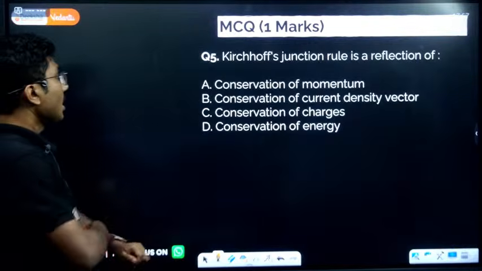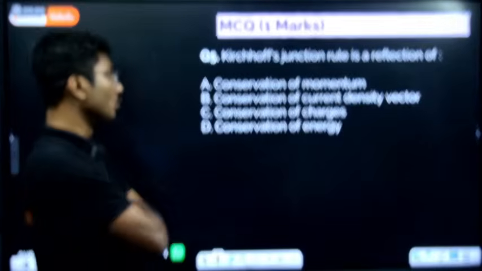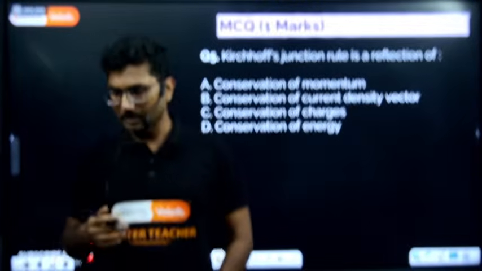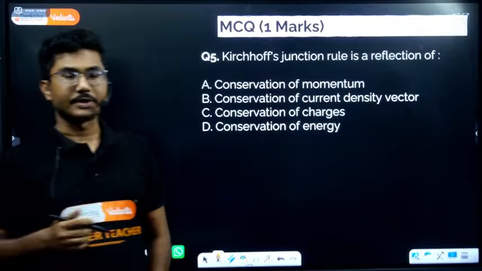Next, Kirchhoff's junction rule is a reflection of. So there are two rules of Kirchhoff. Just a second, I think there is some issue with my camera. Yeah, it is fixed.